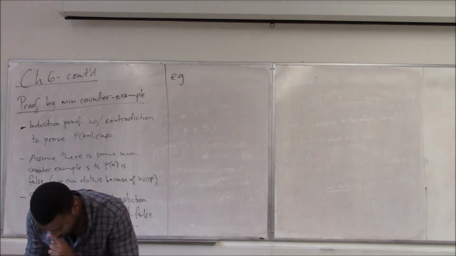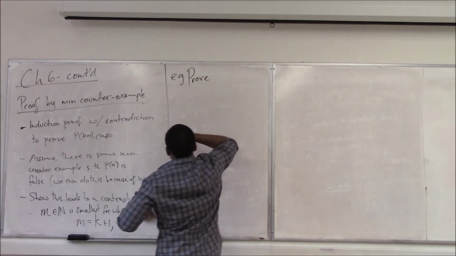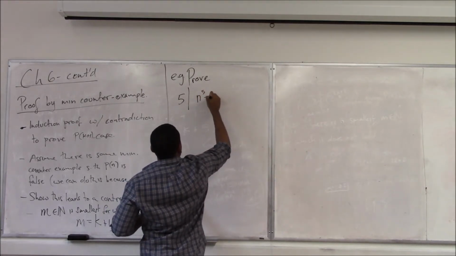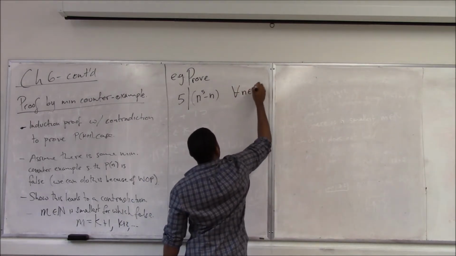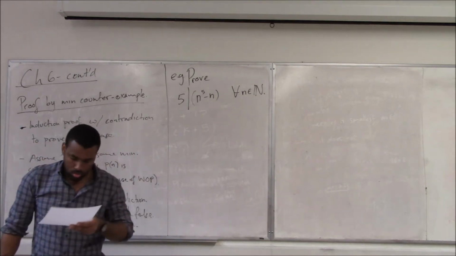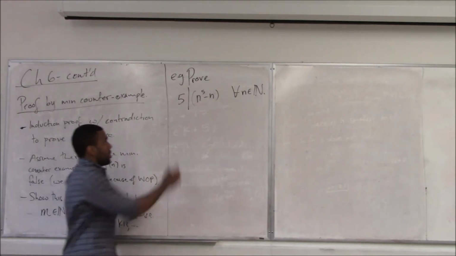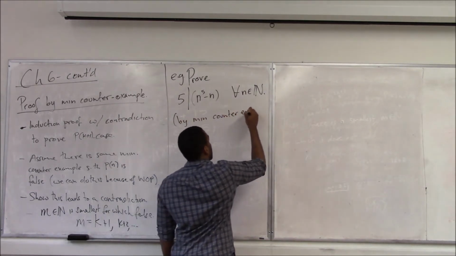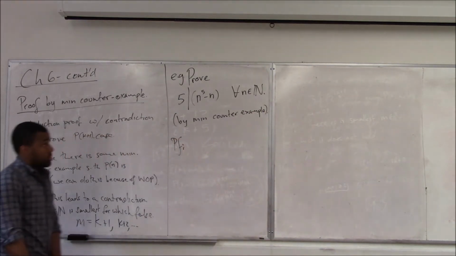Let's do this one. Very similar to the last example. Prove that 5 divides n to the 5th minus n, for all integers. We're going to use minimum counterexample. Okay, let's walk through this.